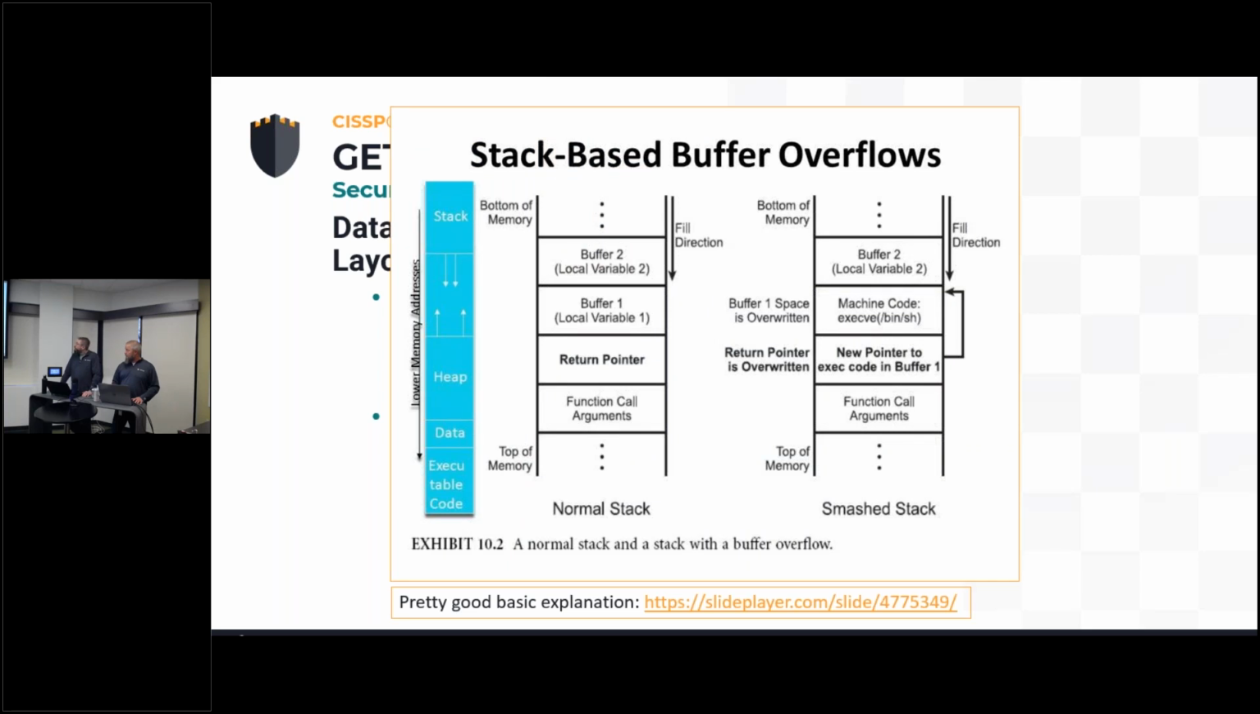That's what a buffer overflow looks like. If you do want to read about buffer overflows, there's a pretty good 12, 13 slide overview of what buffer overflows do and what they look like.